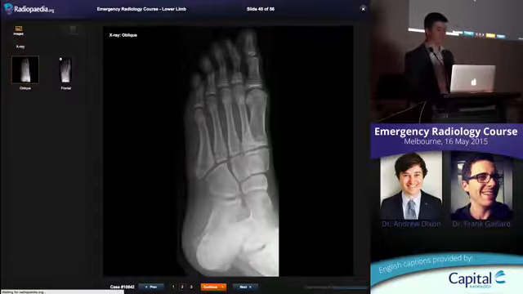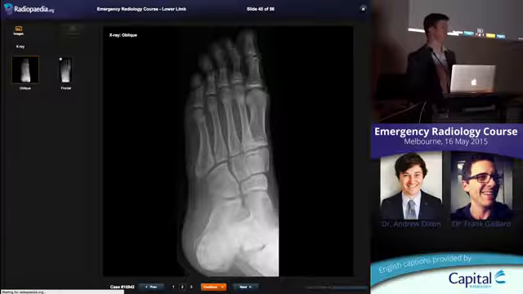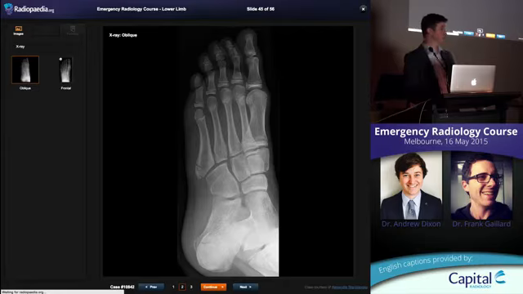Okay, so pain at the fifth metatarsal base following a twisting injury. This is a good history. Twisting injury of the ankle and a metatarsal base tenderness is very, very common. Okay, so they go together.